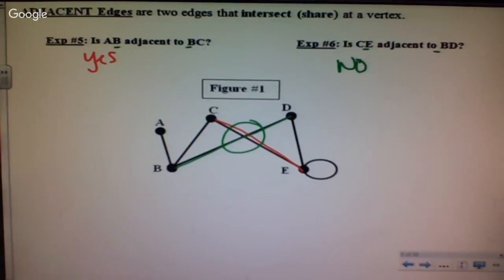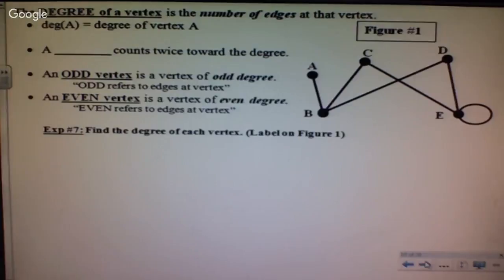All right. So the part of the homework that I told you to skip because they didn't cover it is degrees. The degree of a vertex is the number of edges at that vertex. So in other words, if you go to the point, how many lines are coming off of it? A loop is going to count twice towards your degree. So if I go over to figure 1, we're going to do the degrees inside of figure 1. If you look at point A, how many edges are coming out of A? 1. So A has a degree of 1.